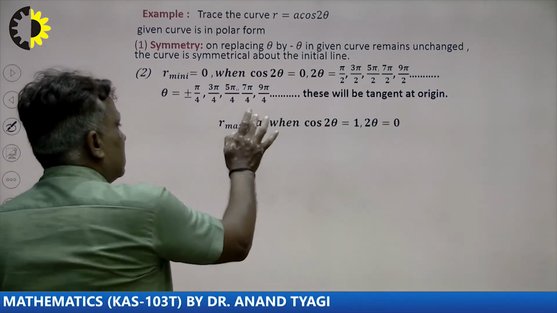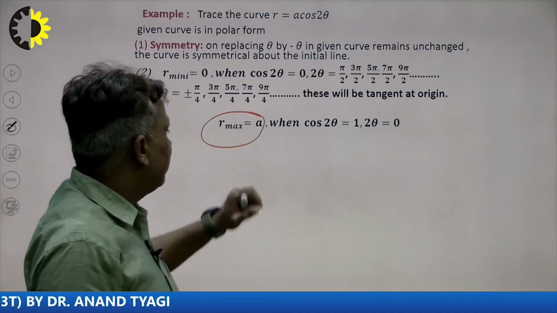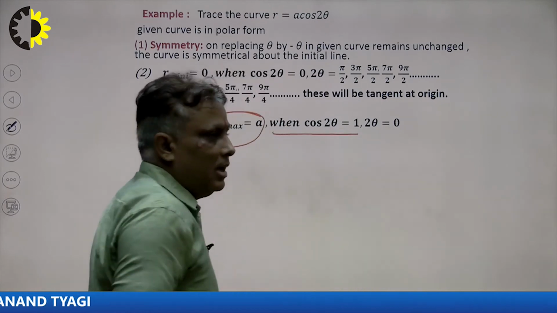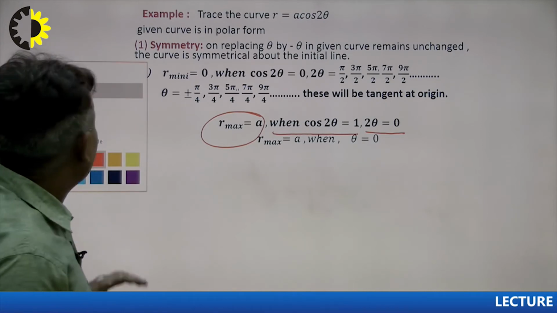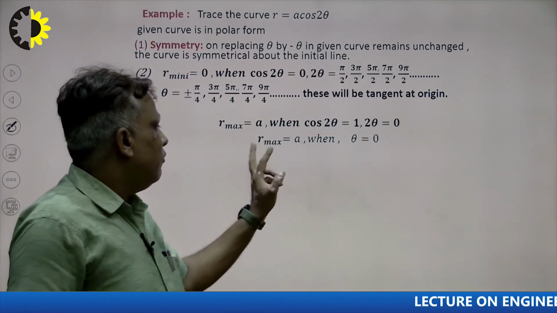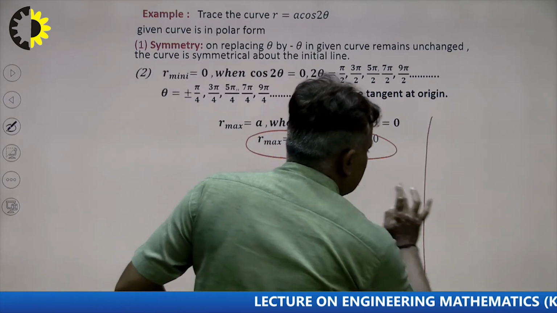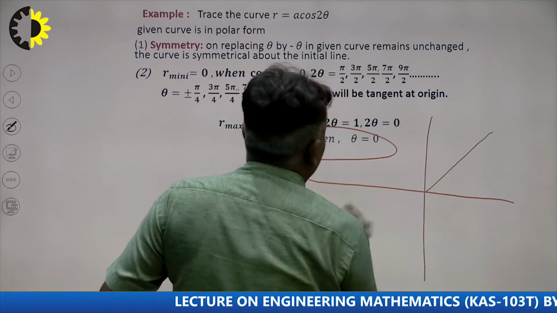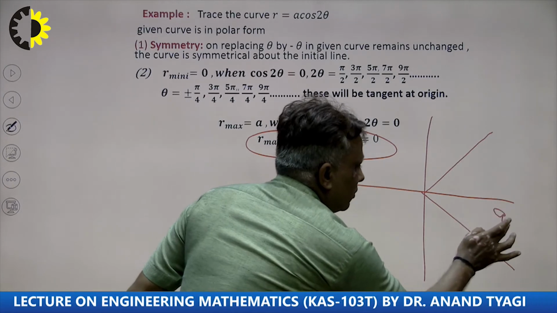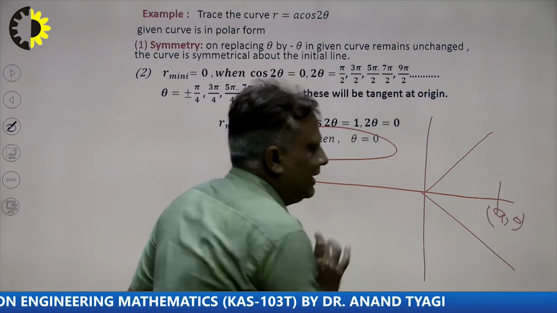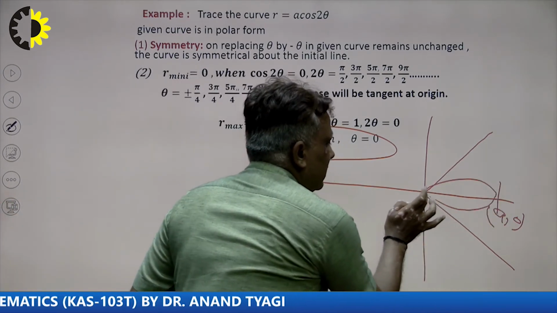Now calculate r max. There are two things, r minimum and r maximum. So r maximum will be when cos 2 theta is equal to 1. That means 2 theta is equal to 0, that means theta is equal to 0. When theta is equal to 0, r max will be a here. So the first loop exists between pi by 4 and minus pi by 4 here, and this coordinate is (a, 0), and the tangent at (a, 0) will be the y-axis. So the first loop will be here, the first loop is this.